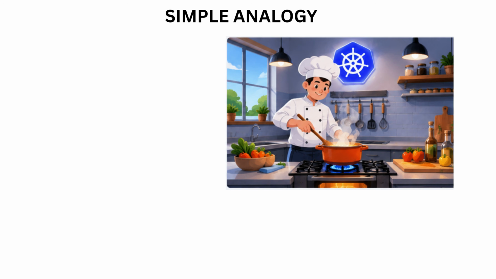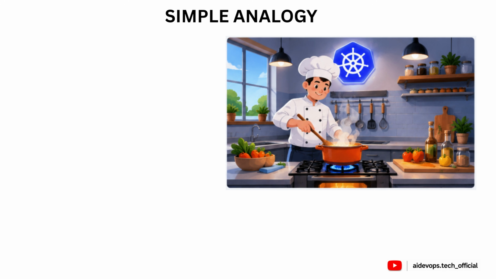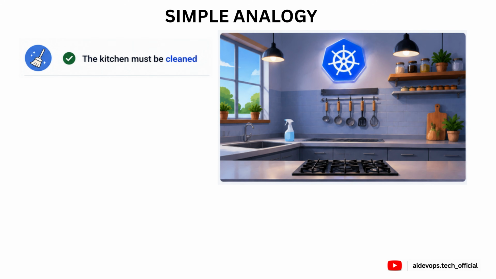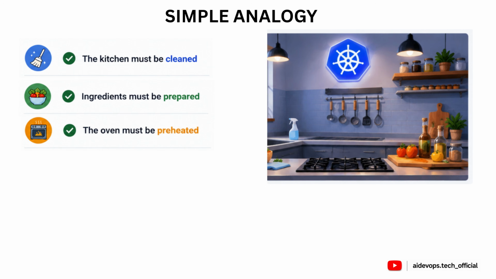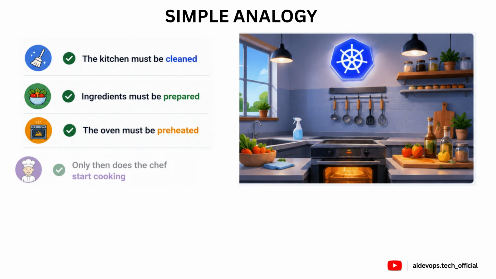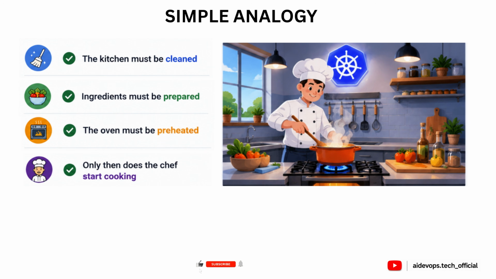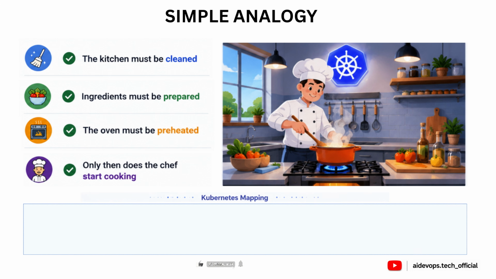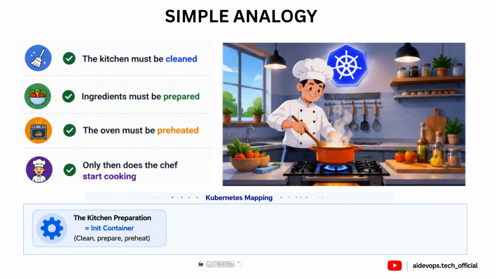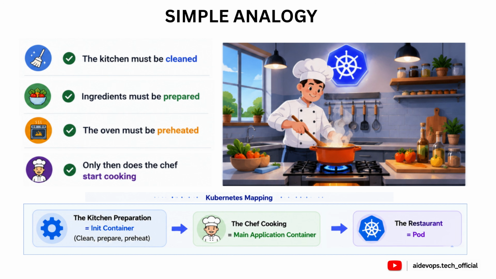Let me give you a simple example. Think of a restaurant kitchen. Before the chef starts cooking, the kitchen must be clean, ingredients must be prepared, and the oven must be preheated. The chef does not start cooking until all preparation is done. So in Kubernetes, kitchen preparation is equal to the init container, chef cooking is equal to the main application container, and the restaurant is equal to the pod.